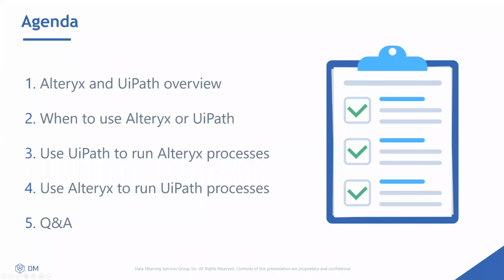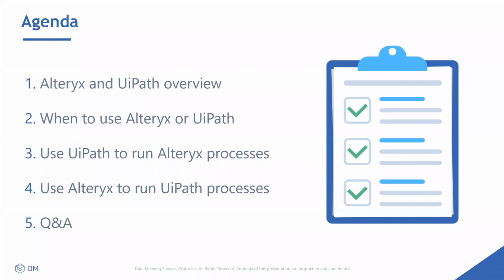So first, let's talk about the agenda. This will be only a 1 hour webinar, and we will talk at a high level about what Alteryx is and what UiPath is. When we talk about Alteryx, we call this analytic process automation, which is APA. When we talk about UiPath, we often refer to it as RPA, robotic process automation.